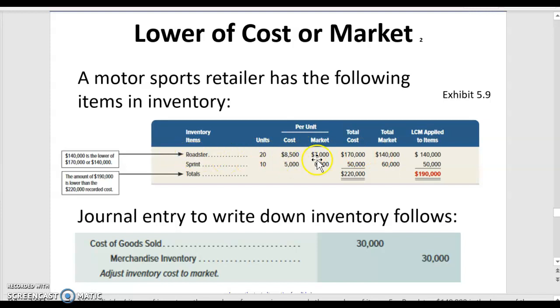So if we apply this individually, we're going to take the $140,000 as the inventory value. That would be the lower of cost or market, the lesser of the two. We look at the Sprint, and that number is $50,000 cost, $60,000 market value. We take that to the $50,000 lower of cost or market. So our inventory had a cost value of $220,000. It has a lower of cost or market value of $190,000. The entry that we use to write down that inventory debits cost of goods sold and credits merchandise inventory.